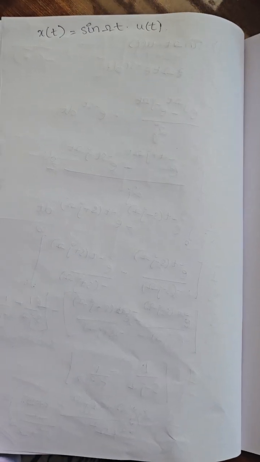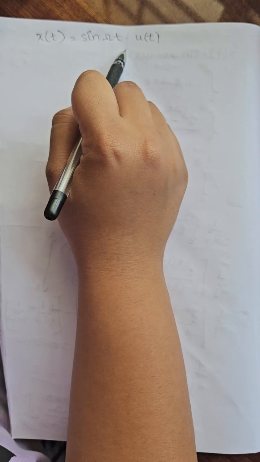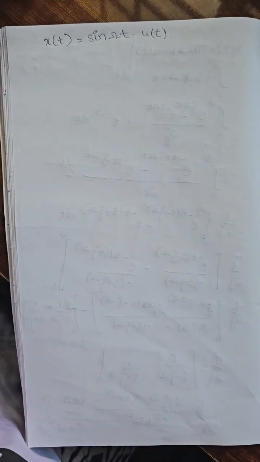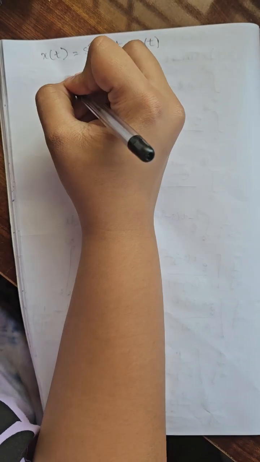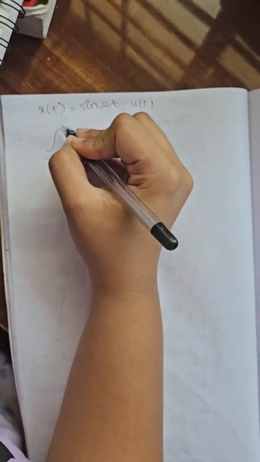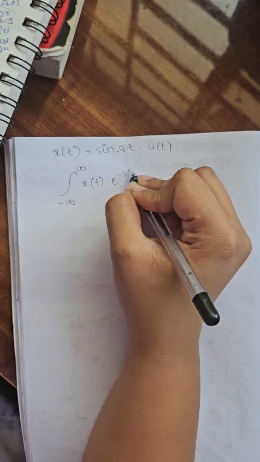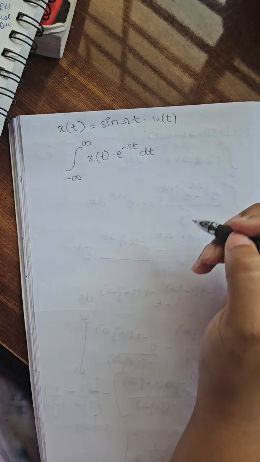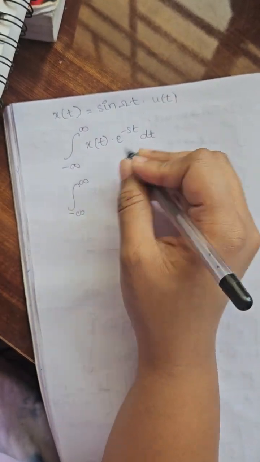So in today's video, we're going to just quickly discuss how to do the Laplace of this question. They are not asking you for the region of convergence, we're only asking you to solve the Laplace. As we know, the Laplace formula is the integral from minus infinity to infinity of the signal times e raised to minus st. Alright, so just apply that there. We will get minus infinity to infinity.